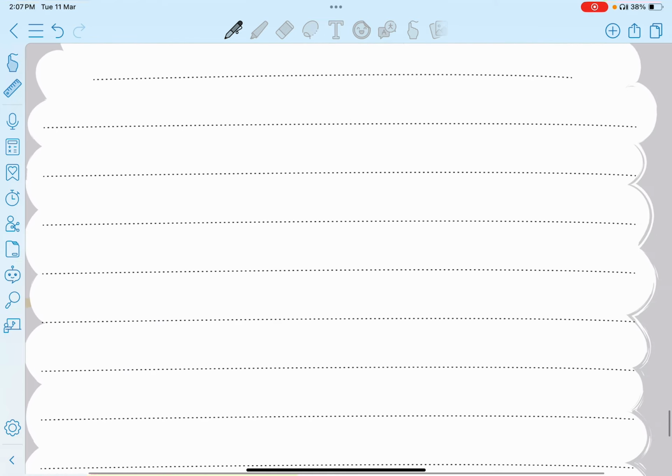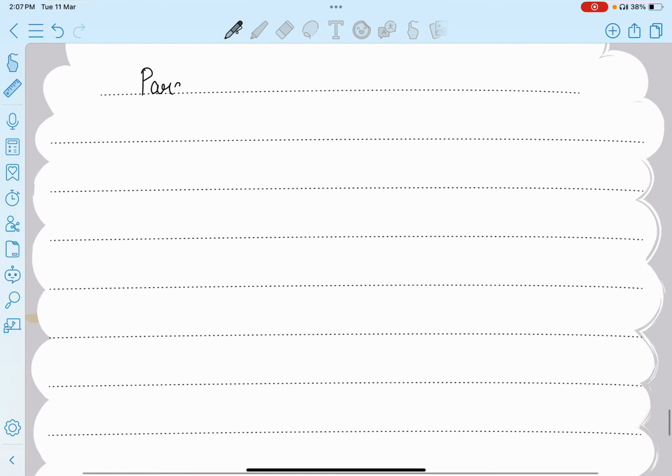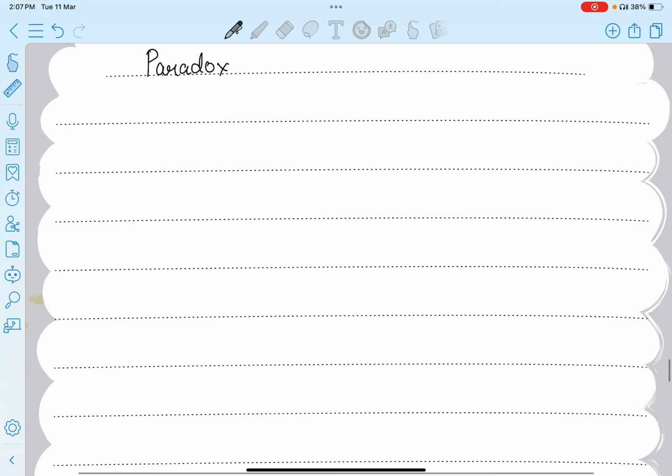Okay, now the next topic in oxidation number is paradox. Paradox is where the oxidation looks like a fractional oxidation state, but the actual value is different. So the first paradox is C3O2. If we calculate the oxidation number of carbon in C3O2, 3x plus minus 2 multiplied by 2 is equal to 0. So x is equal to minus 4 by 3. The oxidation state of carbon in C3O2 is minus 4 by 3.